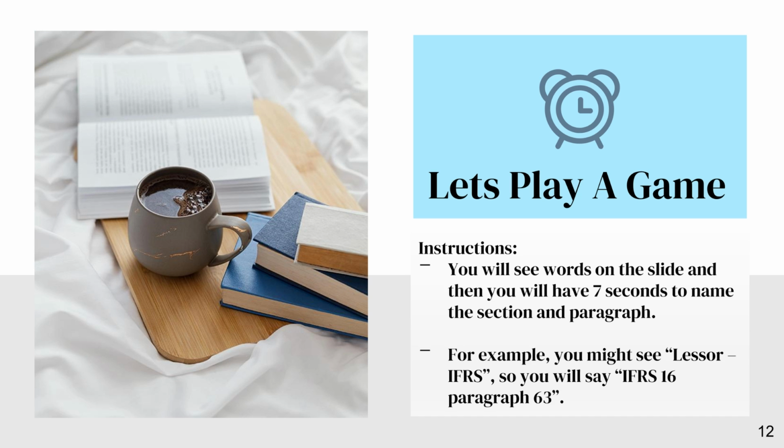So now let's play a game. On the next few slides, I wrote one of the previous criteria I mentioned, and you will have 7 seconds to name the section and paragraph that they are in before the slide changes. For example, if you see lessor criteria, you will have to say IFRS 16, paragraph 63. I've made a lot of slides, so I don't expect someone to go through all of them in one sitting. But you can always come back and go to a random part of this video and then test yourself on a couple of the slides each time. If you don't want to play this game, feel free to skip to the next section where I give my final tips on how to navigate the handbook.